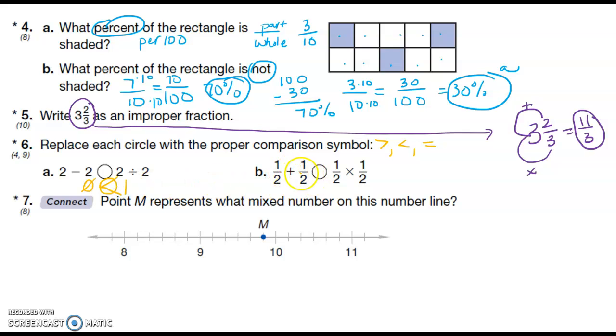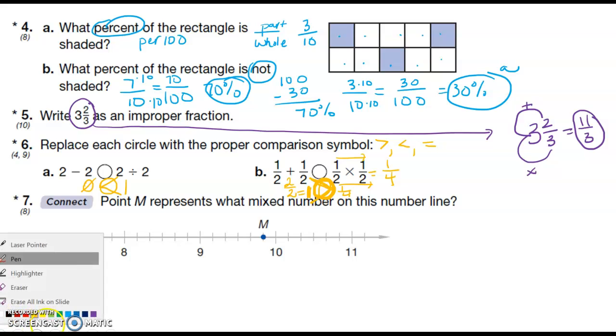And here I have 1/2 plus 1/2. Now when I add, I keep the bottom number, so 2. 1 plus 1 is 2, so this side is 1. Okay, there's my circle that I'm going to fill in. Lovely. 1/2 times 1/2, I multiply across the top and I get 1. I multiply across the bottom and I get 1/4, so I know that 1 is greater than 1/4. If you can see my little alligator teeth there.